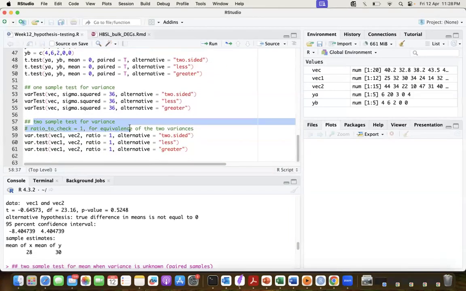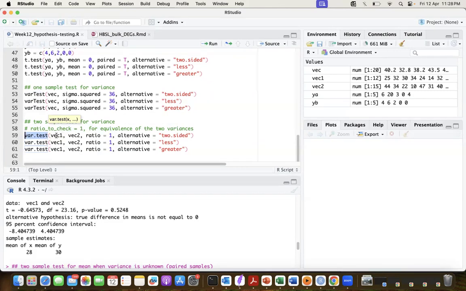The way this is done is that you do this two sample test. And the command that you use is var.test. Okay. By the way, I think I missed this. When you do a one sample test for variance, the function is varTest where T is capital. But when you do a two sample test, it's var.test, everything in small. So it's just extra information, but yeah.